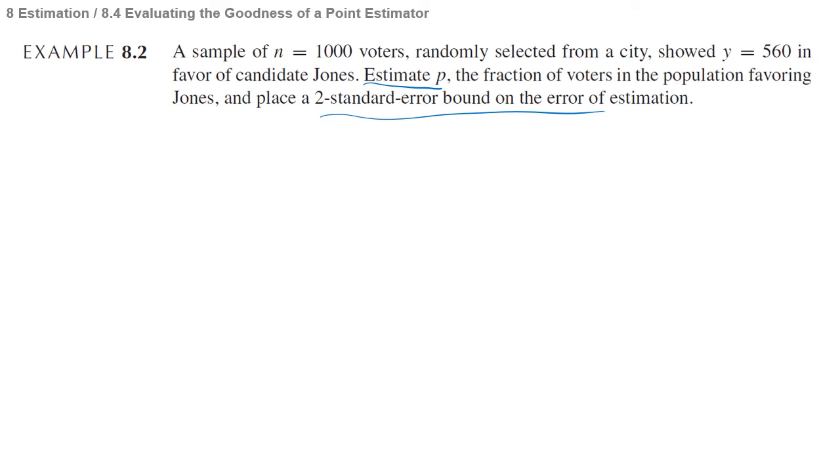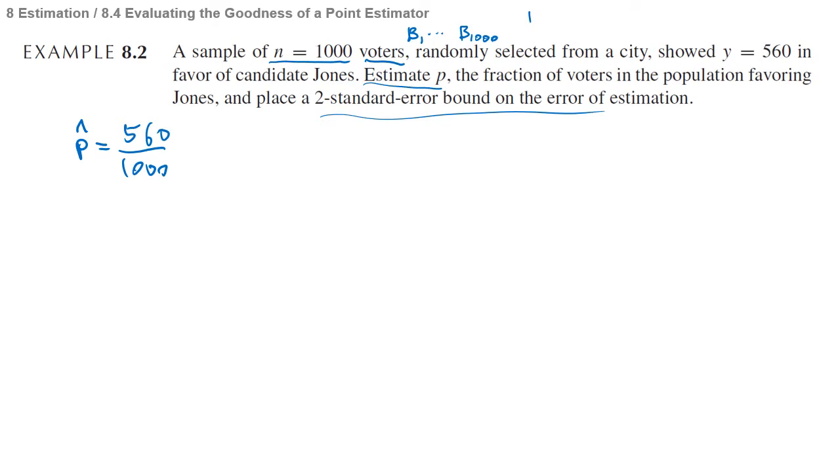So the estimate of p, which is p hat, is 560 divided by 1000, that is y over n. Here we have n equals 1000 voter samples, and we can say each of the voters is a Bernoulli trial. So we can think of it as B1 to B1000, and if it is 1, this voter voted for candidate Jones.